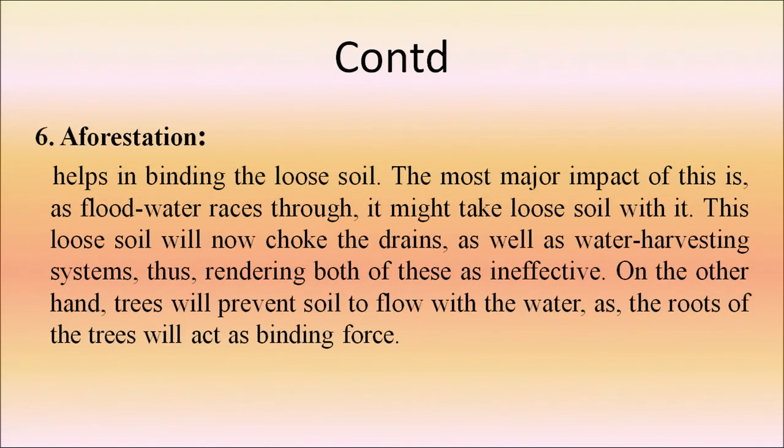Next is afforestation. It helps in binding the loose soil. The most major impact of this is that as flood water races through, it might take loose soil with it. This loose soil will now choke the drains as well as water harvesting systems, thus rendering both of these ineffective. On the other hand, trees will prevent soil from flowing with the water, as the roots of the trees will act as a binding force.